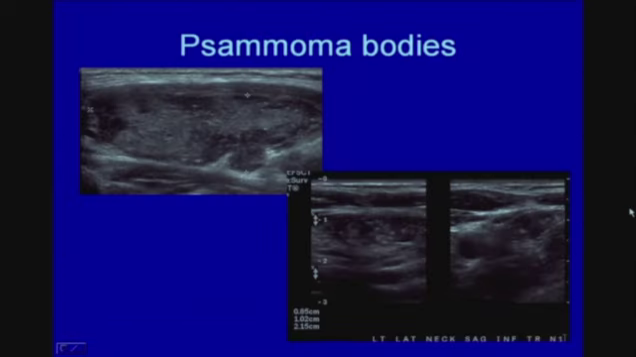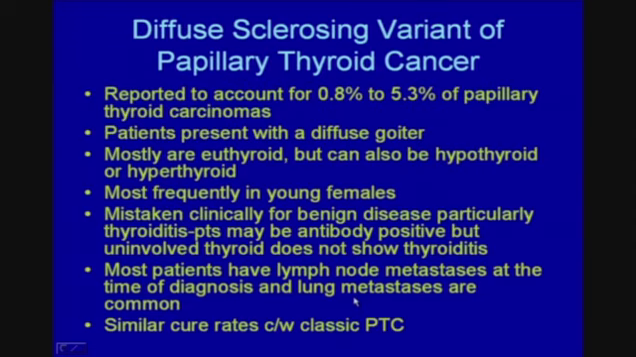And so in fact, when we looked more carefully, we went into the lateral cervical lymph node chain, and we could see similar appearing lateral cervical lymph nodes. And when we biopsied these lymph nodes, they were packed with Psammoma bodies and metastatic papillary thyroid carcinoma. So this is another type of papillary thyroid cancer called diffuse sclerosing variant of papillary thyroid cancer, which overlaps in some ways with the appearance of chronic lymphocytic thyroiditis. It's not that common. It accounts for about 0.8 to 5.3% of all papillary cancers, but it tends to present in young female patients. And it's most commonly mistaken for thyroiditis.